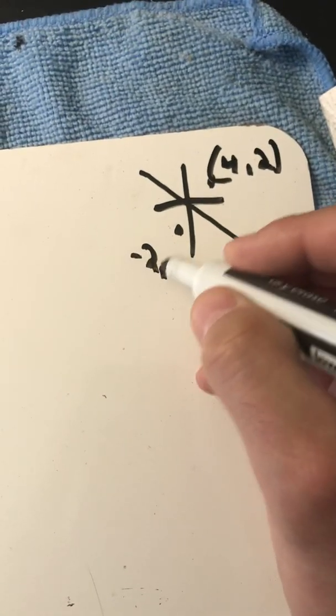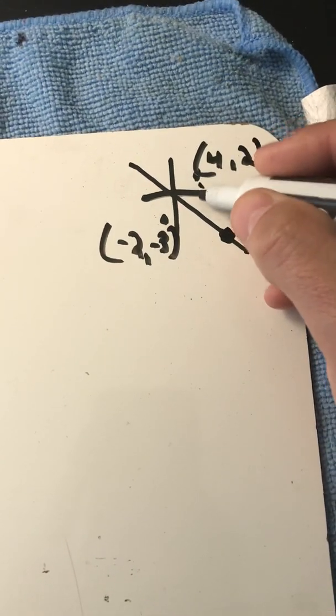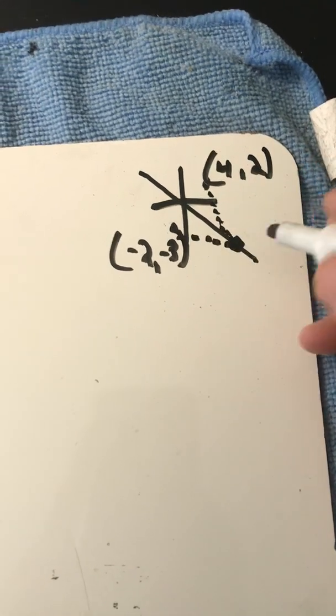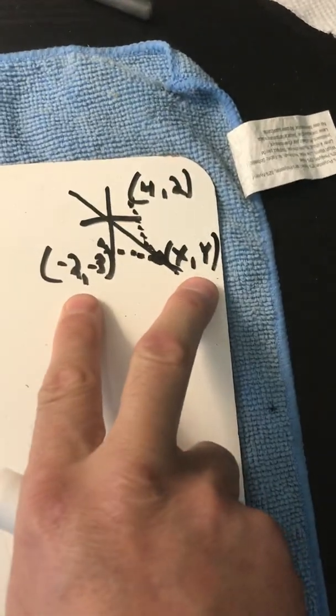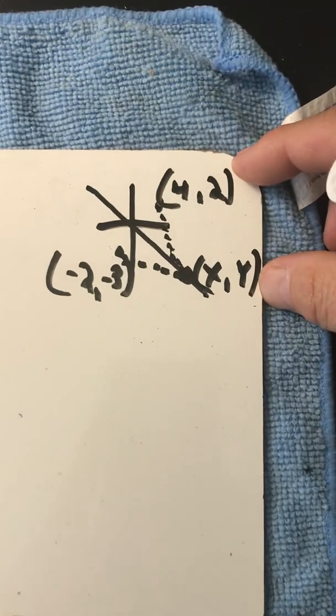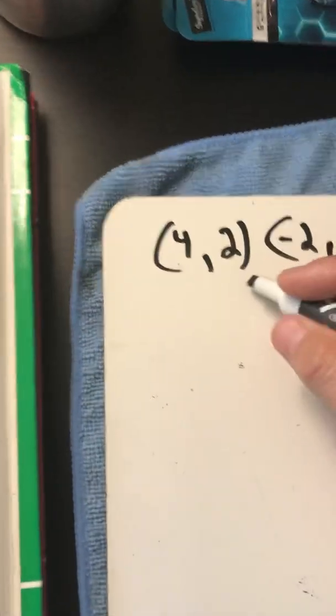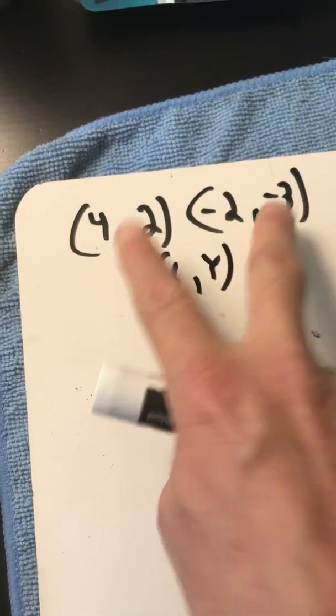So this is the point 4, 2. This is the point negative 2, negative 3. So any point on the line is what we're looking for that is equidistant. This imaginary point, this random point that we're choosing, we're going to label as x, y. So we need to do the distance formula for these 2 points and set it equal to the distance formula for these 2 points, okay? So there's my point on the line. Here are my 2 points out in space.